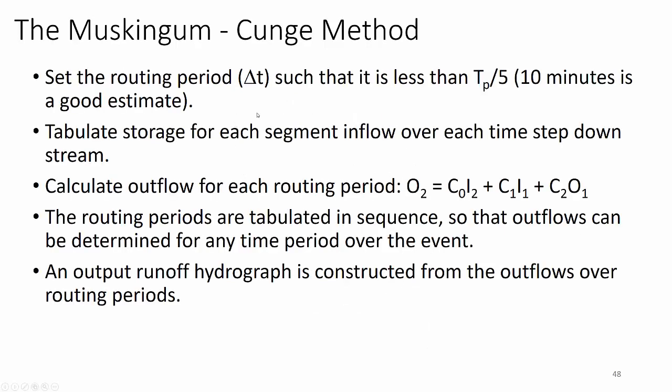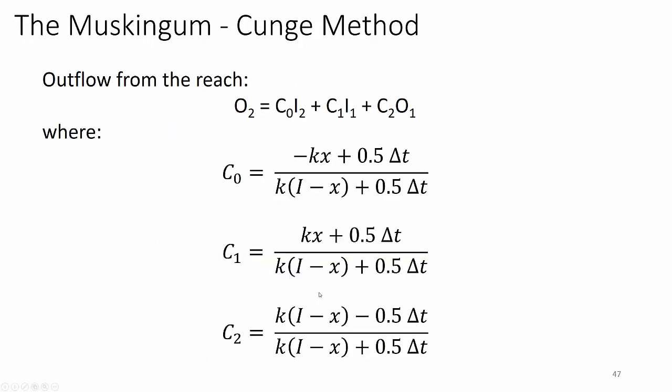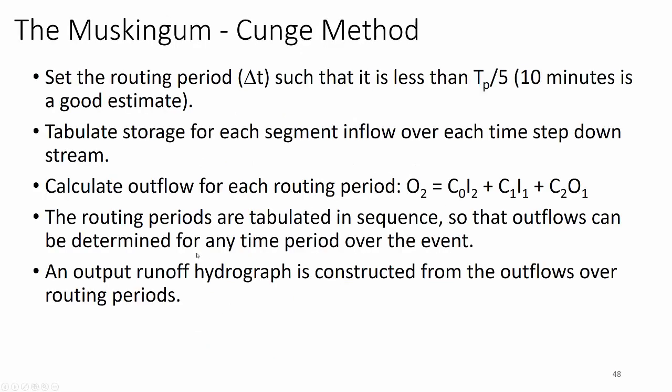So you set the routing period delta t, and by the way, X is a function of peak flow rate, storage slope, and velocity. Nothing complicated. This just allows you to proportion them out, because when you do all this, you should have proportioning that ends up all equaling 1. So set the routing period such that it is less than time of peak divided by 5. So you have to have fairly short time steps here. 10 minutes is a good starting point. Tabulate storage for each segment inflow over each time step downstream.